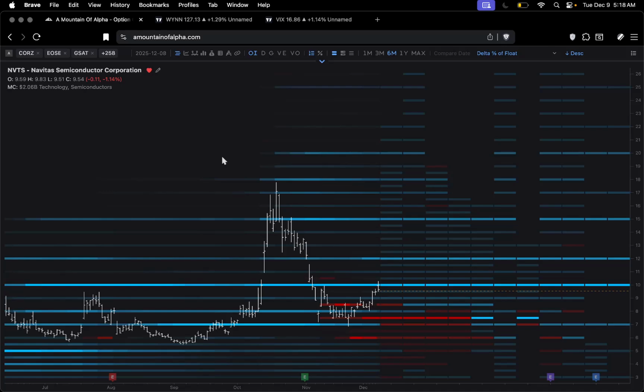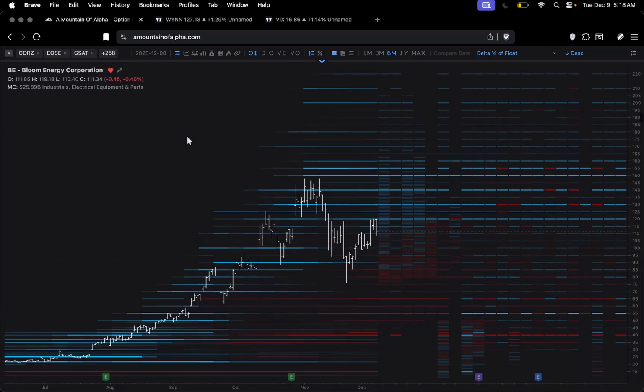Navitas, NVTS. It's another one I had on my watch list. Kind of resistance here at $10, right? And anything below the $7.50, $7, you could see there's buying here, fade, buying here, right? So it's just going to ping pong between these levels, maybe push a little bit lower if there's a lot of volatility, and then we could be off to the races. There's a lot of calls up there, right? This is the AI trade, semiconductors. So that's another trade I'm waiting for.